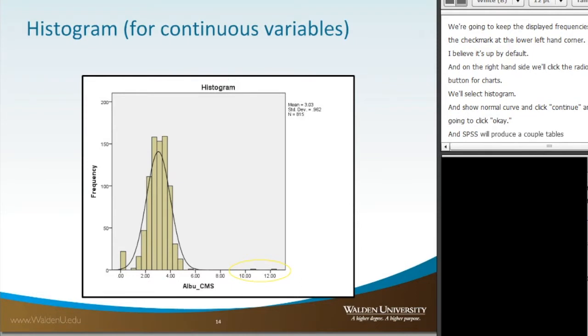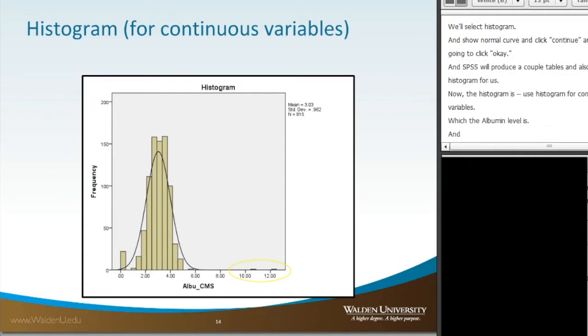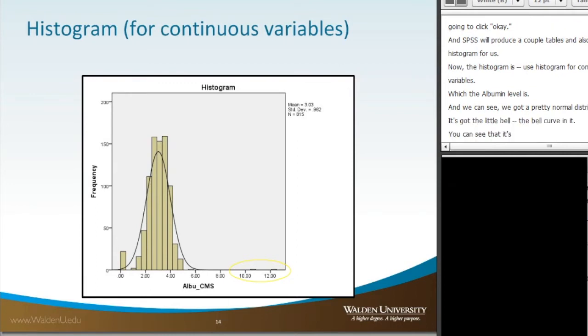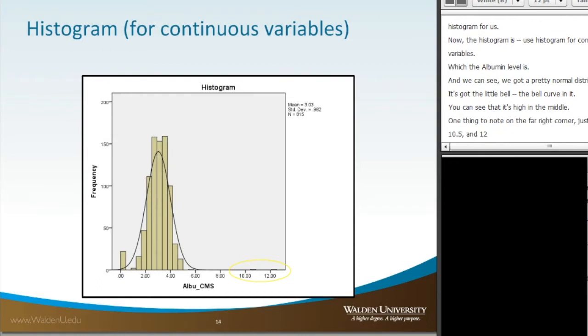Now, you use histograms for continuous variables, which albumin level is. And we can actually see that we've got a pretty normal distribution. It's got the little bell curve in it. You can actually see that it's high in the middle. One thing to note, on the far right corner, at just about 10.5 and 12.2, we actually have a couple of outliers in our data set here.